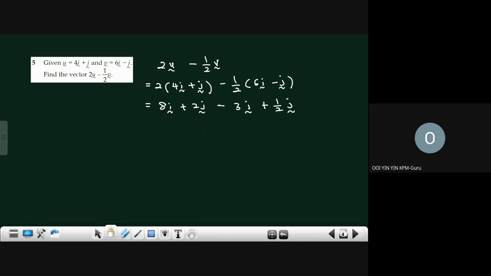Then the next step is to find the like terms, which means i with i. 8i minus 3i becomes 5i. And then 2 plus 1 over 2 you will get 5 over 2, you can also write it as 2 and 1 over 2, over j. This is your answer. So write your i and j carefully. Done. That's how you find your vector. Easy.